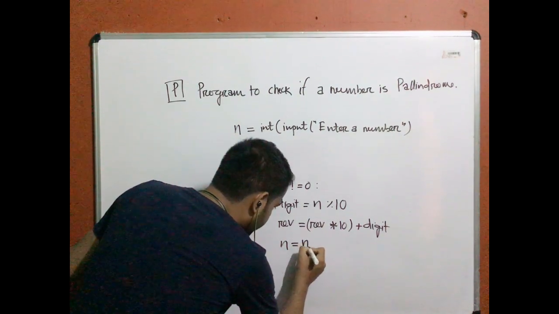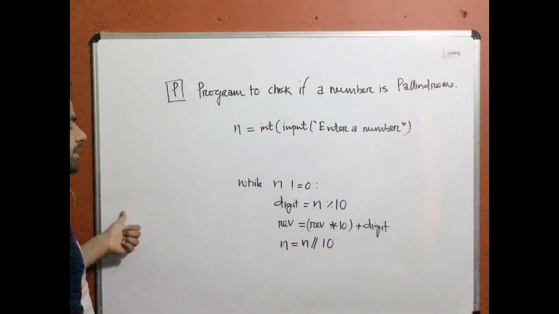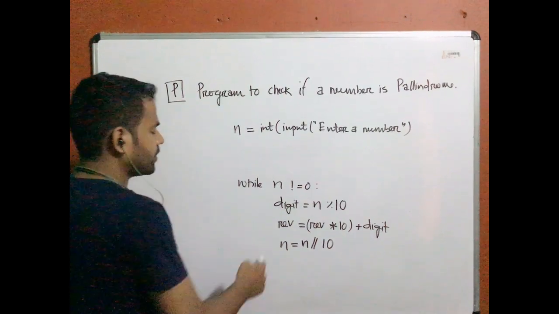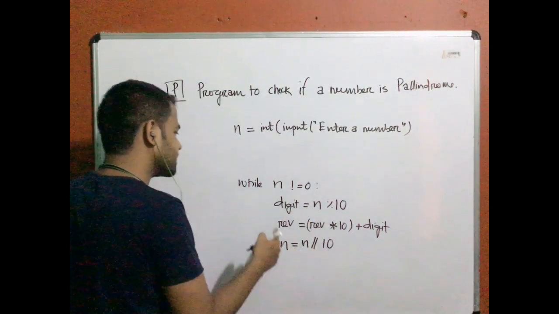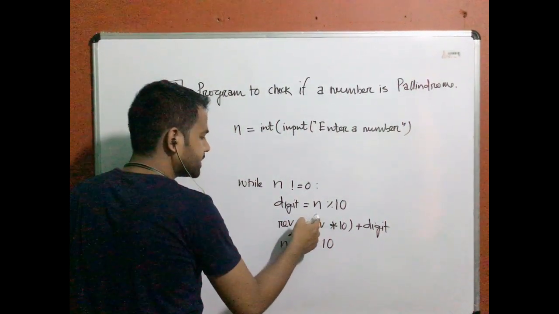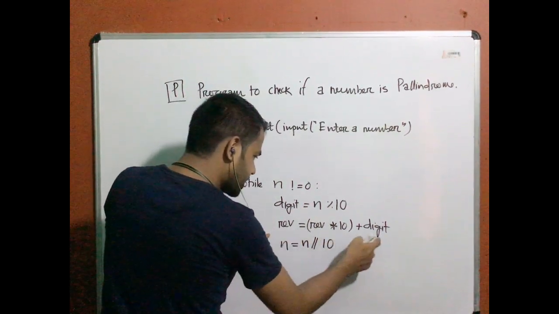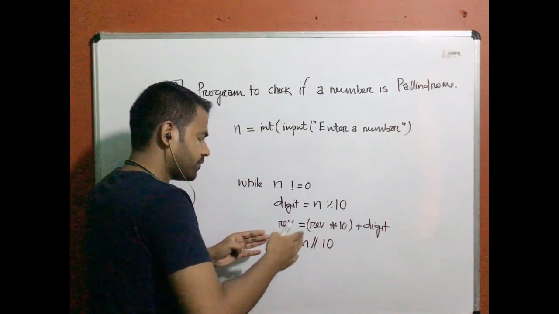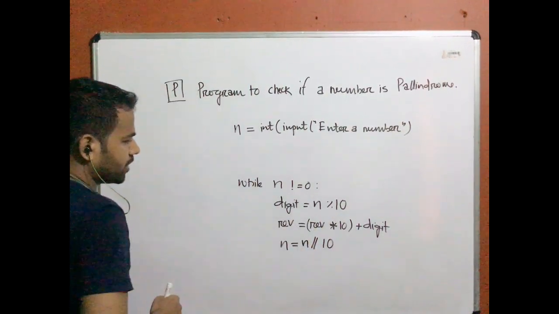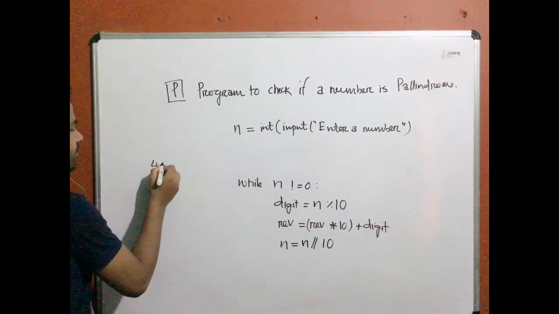Fine. Then I'll write n equal to n integer division 10. This concept also I explained here. If you are not able to understand why I am writing all these things, you can go back and watch the same thing again. So by doing this I am basically extracting the unit digit, and by this statement I am finding out the reverse in a step by step manner. One by one digit I am going to put in the proper order, and this statement is for breaking that number.